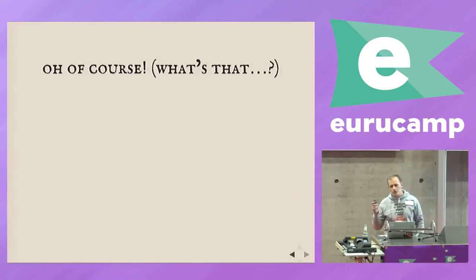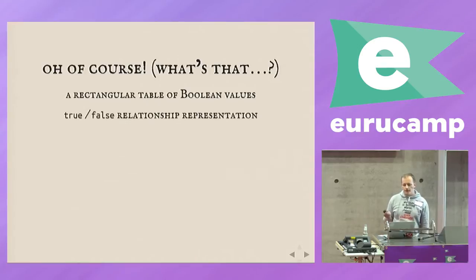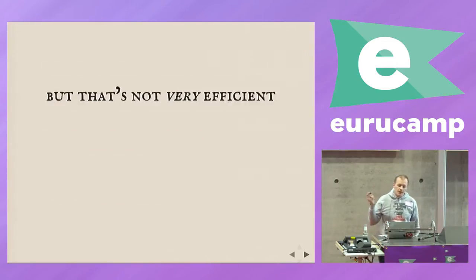Could you please just remind us what that is? So that's a rectangular table that has Boolean values, true and false, whether the relationship is there or not. So we could do something like this. Have some confs, some names, a matrix, and we can query the matrix just by the indices of the conference and whether somebody goes to a given conference.